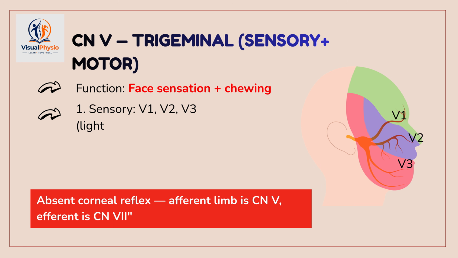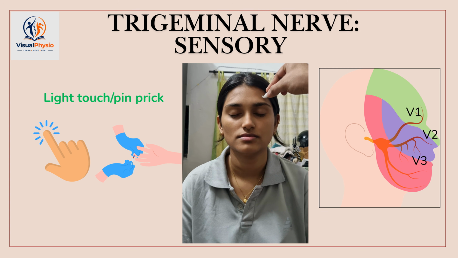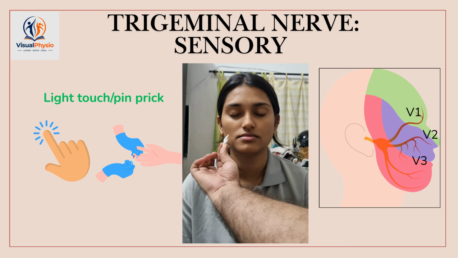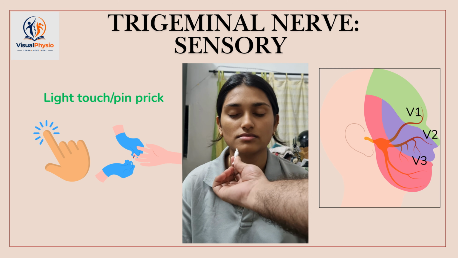Now, let's move to cranial nerve 5, the trigeminal nerve. The trigeminal nerve is a mixed nerve with both sensory and motor function. Its sensory distribution is divided into three major divisions: ophthalmic, maxillary, and mandibular. To assess facial sensation, compare corresponding areas on both sides of the face. Depending on the clinical situation, light touch and pinprick can be assessed.